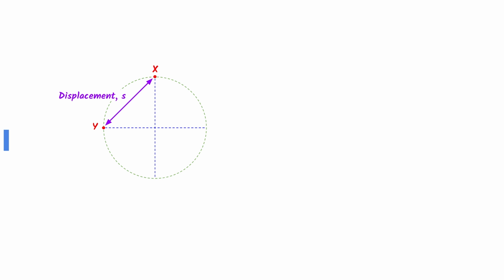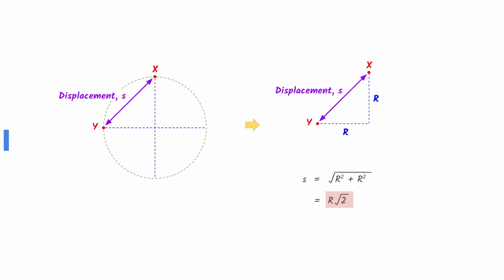Displacement is the shortest distance between 2 points. To find the magnitude of the displacement between x and y, use the Pythagoras theorem.